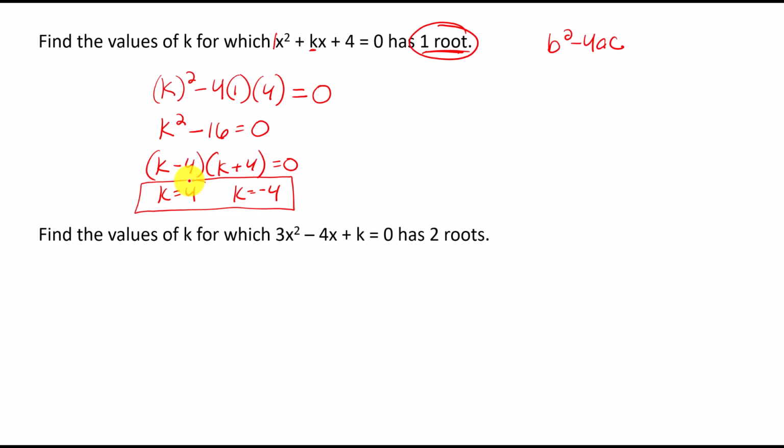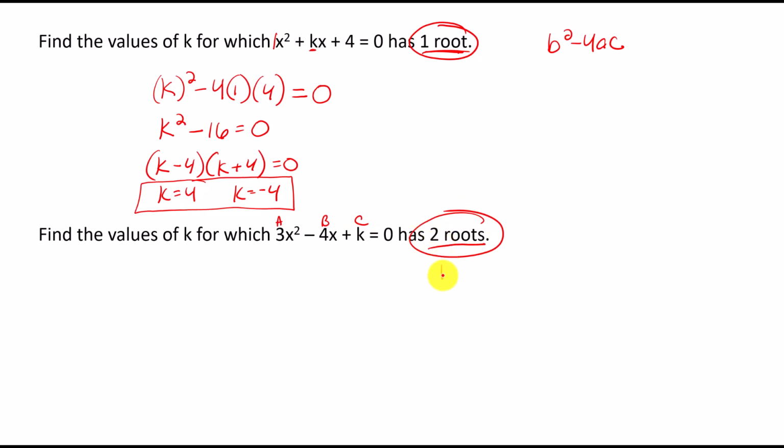All right, let's look at another example. Find the values of k for which 3x squared minus 4x plus k equals 0 has 2 roots. Now again, in this case, you see that k is c. This is a, this is b, and this is c. But we're told the number of roots.